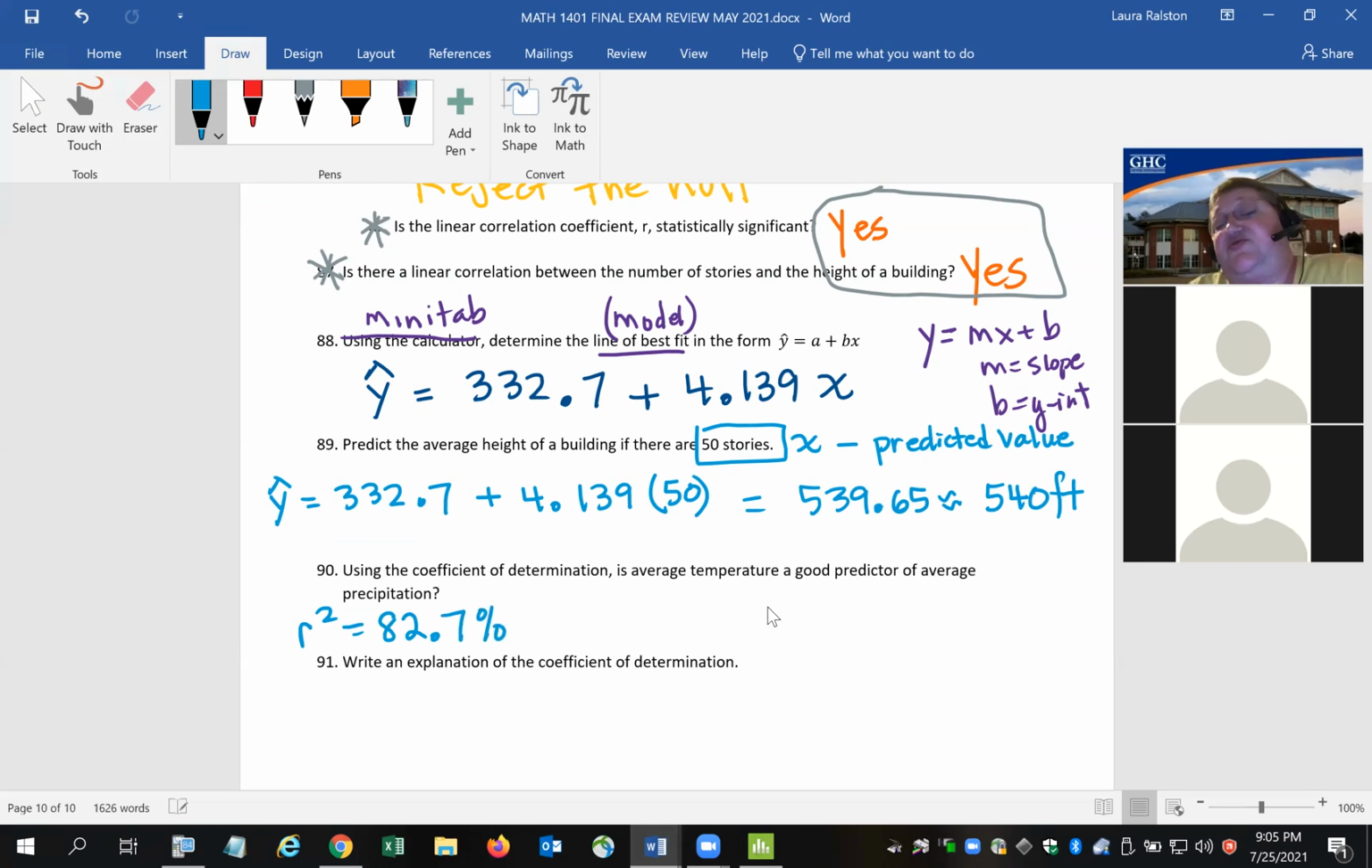Now, to answer this question about whether it's okay to use the number of stories to predict the height of a building: because of the time constraint, we usually don't get too much into this, and I'll let you do it kind of waving your hand. If R squared is greater than 50%, we say yes. If it's less than 50%, we say no. But mainly you need to know that R squared is 82.7%, and you need to know how to interpret it, which is question 91.